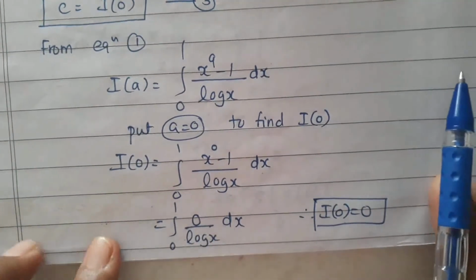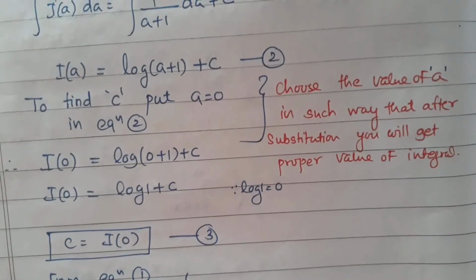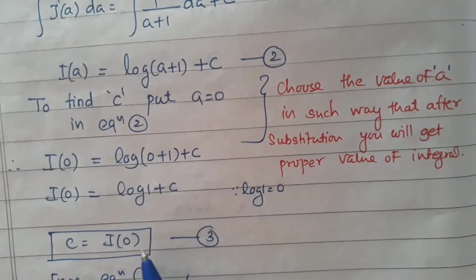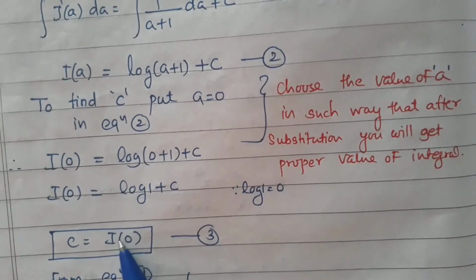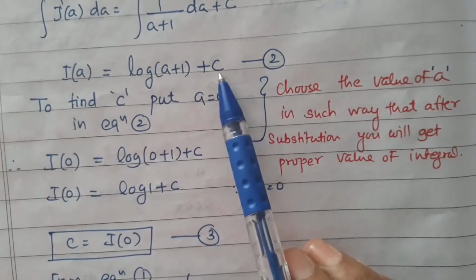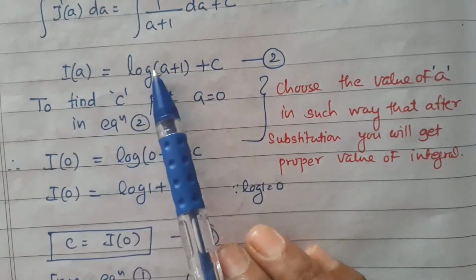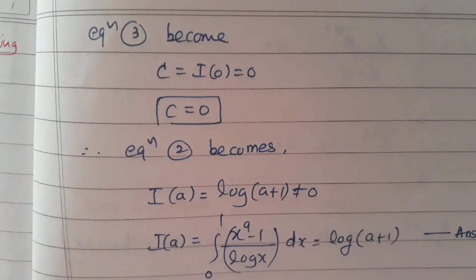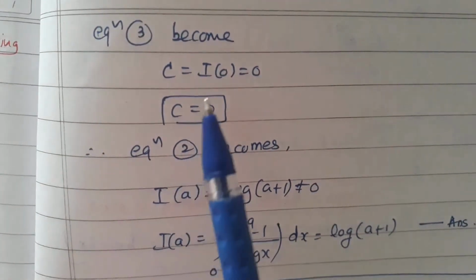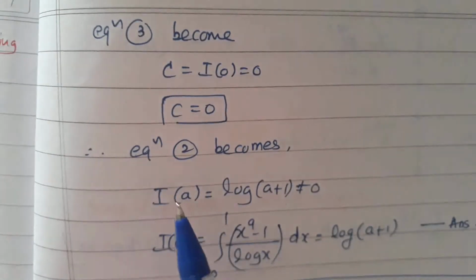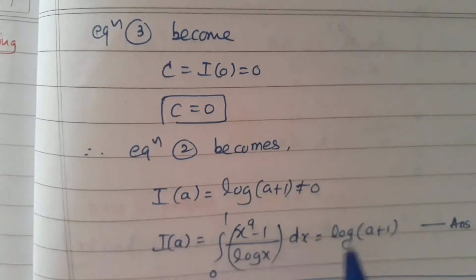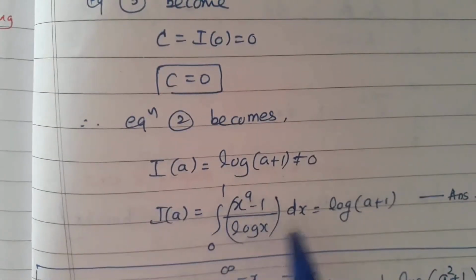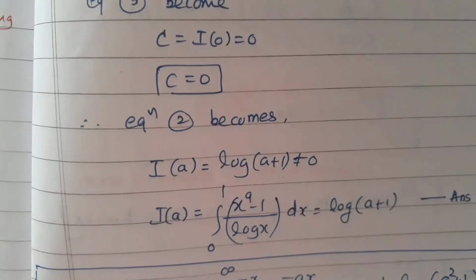If the value of I of 0 is equal to 0, c becomes 0, and if c becomes 0, equation number 2 becomes I of a is equal to log of a plus 1. All the next steps are here. I of 0 is 0, c equals 0. Therefore, the value of this integral is I of a equal to log of a plus 1. This is your final value of this definite integral by using the technique DUIS.